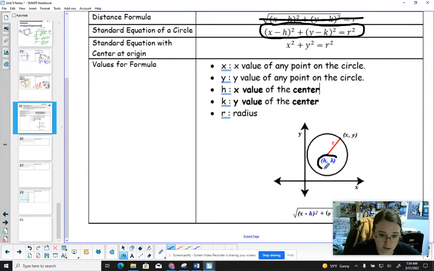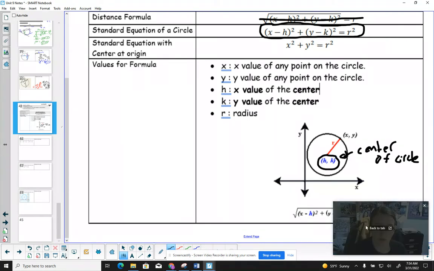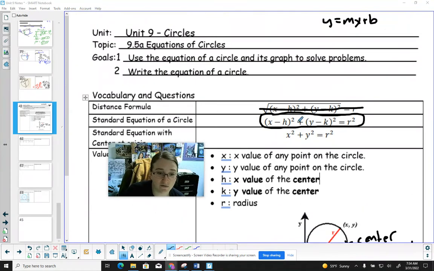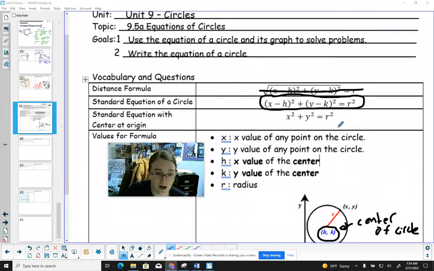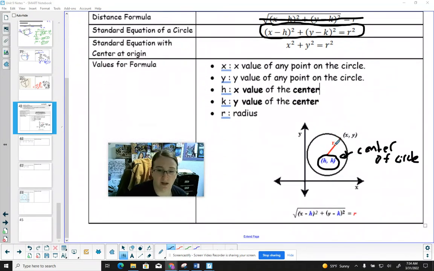H comma k, if you can circle that and label it on that circle right there. This is what we call the center of the circle. Please label that on that little picture right there. So in the center of the circle, you find that in the equation. The h is with the x, the k is with the y. And again, you'll see that once we get into some examples there.